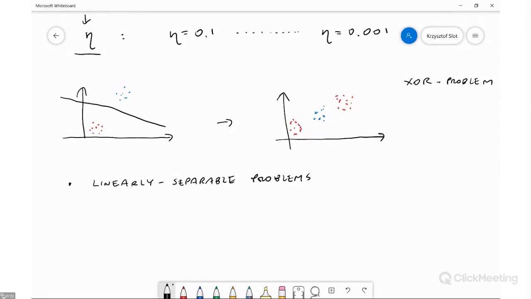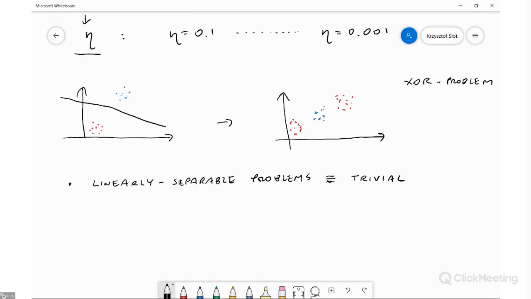So linearly separable problems are trivial problems. Trivial because I don't need a neuron here. That's the first thing. A simple linear classification is also capable of solving this kind of problem.